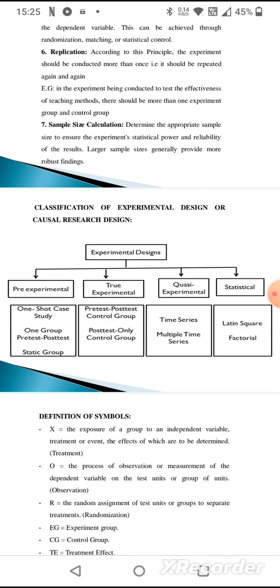So the next part of the module, that is module 2 in this video 7, is classification of experimental design or causal research design. Basically this experimental design is classified into 4 types: pre-experimental, true experimental, quasi-experimental and statistical experimental. We will be reading in detail all these 4 different types of causal or experimental designs in the next video, video 8 of module 2.